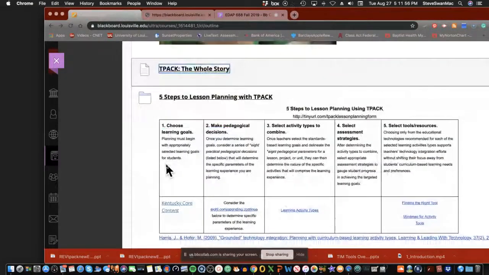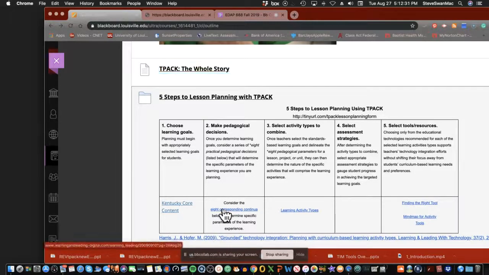Let me jump back into here. Let's look at lesson planning using TPACK. You're going to choose learning goals that are most connected to students. Of course, that would be your standards. You're going to make some pedagogical decisions, and you must make pedagogical decisions. Now, this particular thing has a link here that'll take you to the 8 pedagogical continua. Let me go ahead and show it to you.